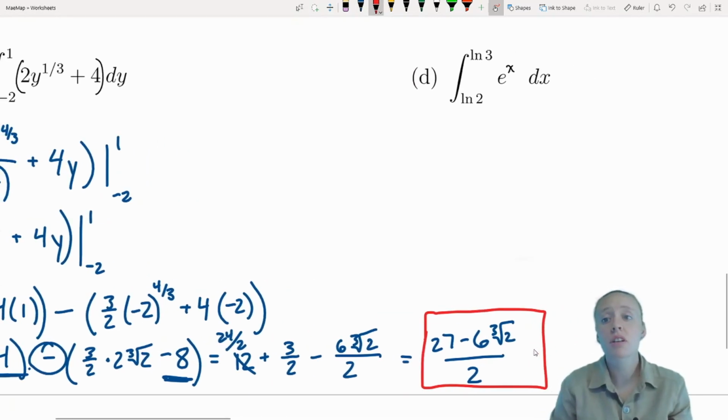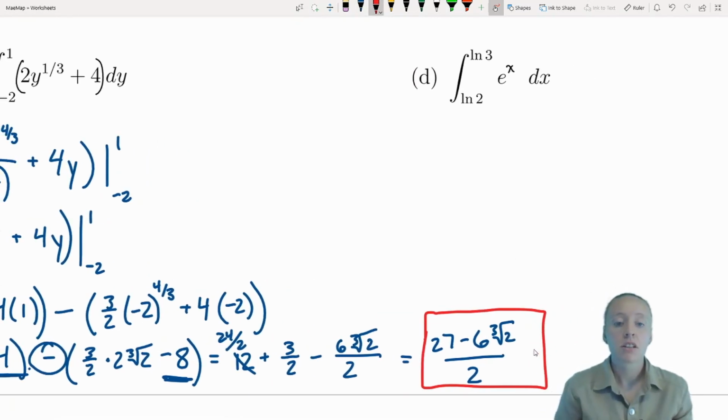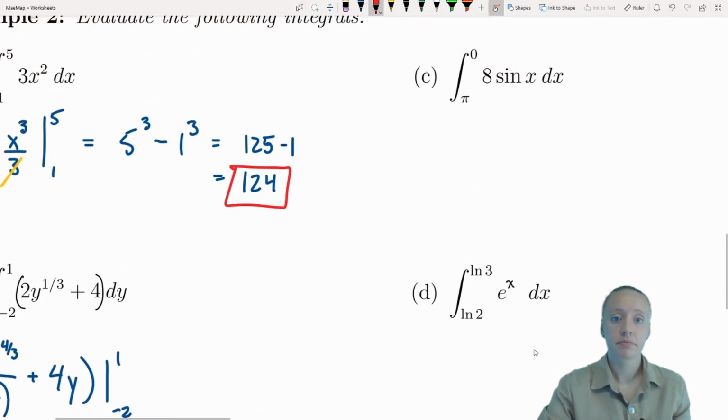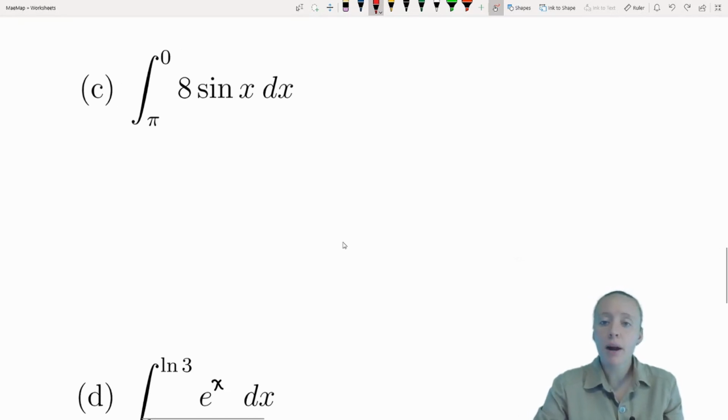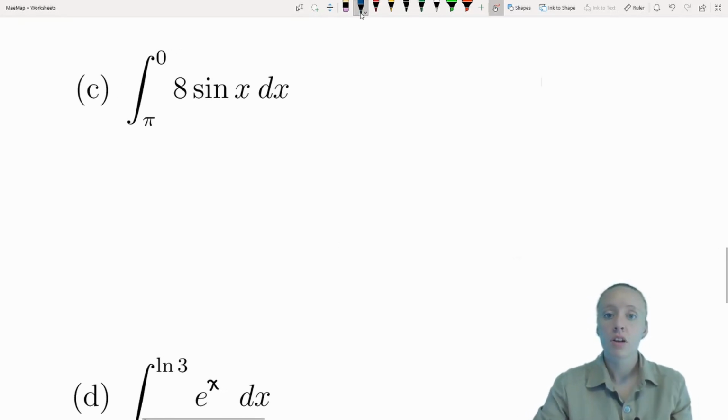And that's my solution for part B. Let's move on to part C. In part C, we're integrating 8 sine of x from pi to 0. So let's start by integrating this with respect to x.